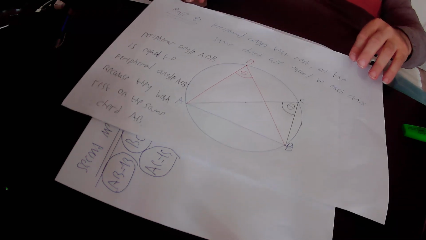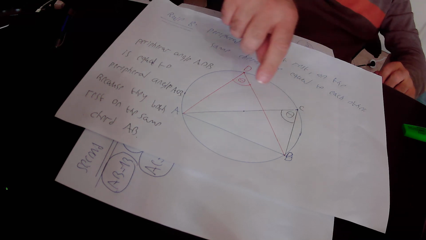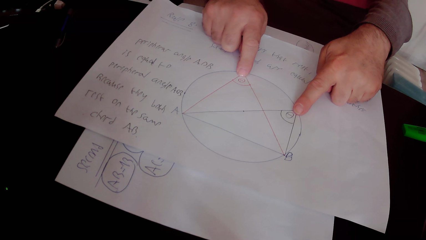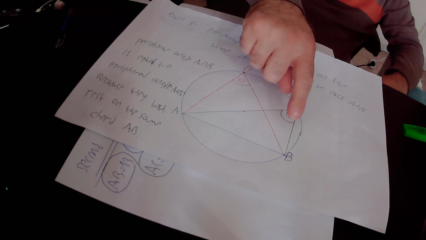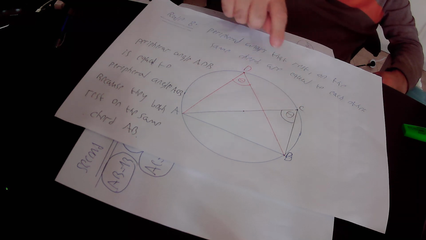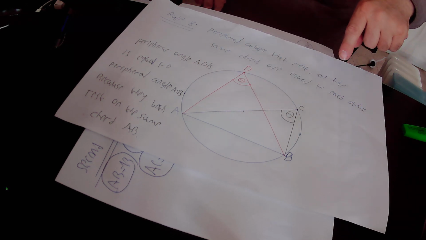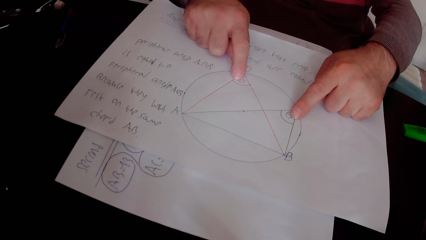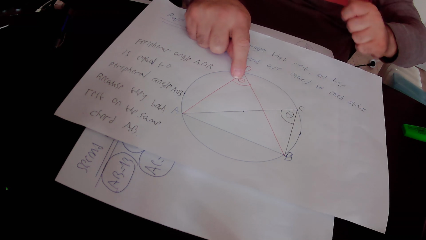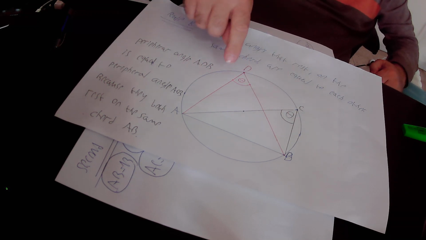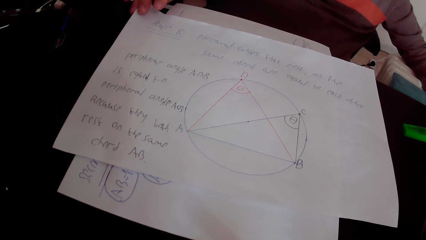According to rule number 8, peripheral angles that rest on the same chord are equal to each other. In the drawing we have those two peripheral angles. This is peripheral angle ADB, and it rests on chord AB. We have the other peripheral angle ACB that also rests on the same chord called AB. So because those two peripheral angles both rest on the same chord AB, they must be equal to each other. That is to say, if peripheral angle ADB equals theta, then the other peripheral angle ACB must also equal theta.